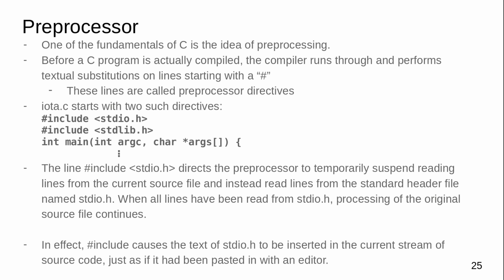So in effect, the #include causes the text of standard io.h to be inserted into the current stream of source code, just as if it had been pasted in with an editor. So it kind of expands out to be whatever is actually contained within that file. And I think this is the best way of putting it. It's just like pasting that code into your original source code with an editor.